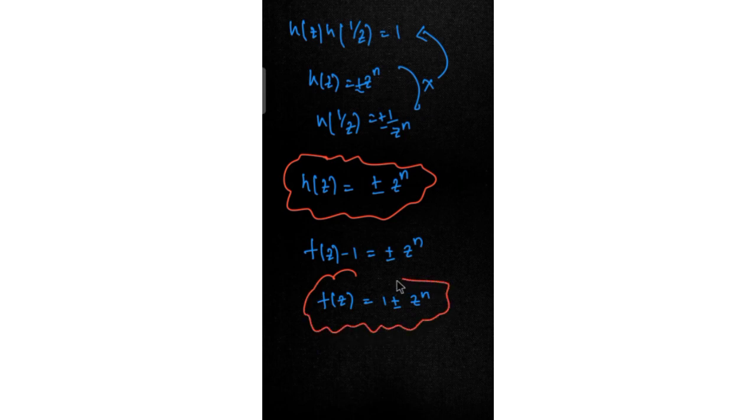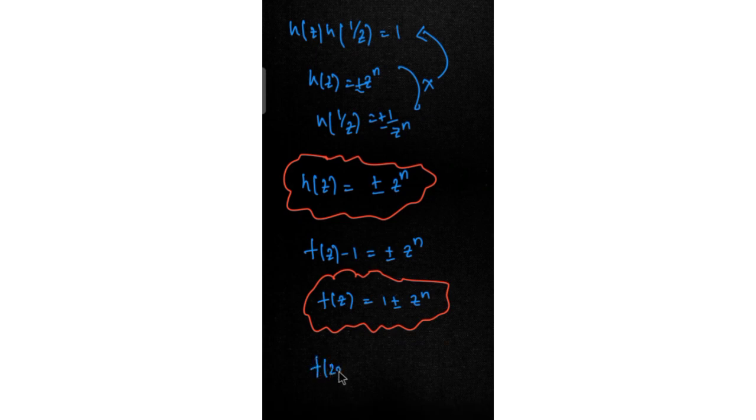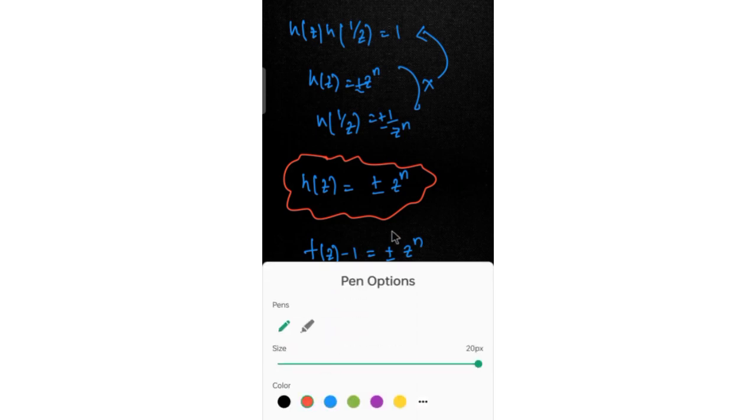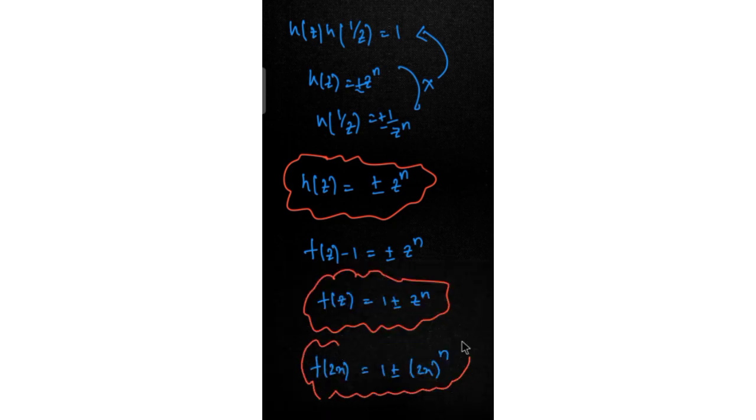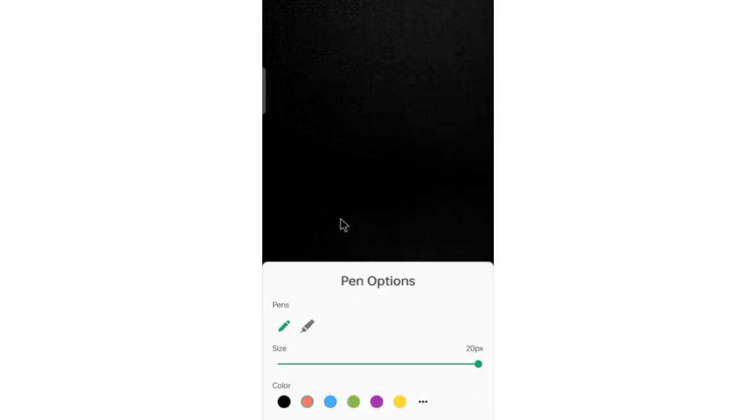And what's the value of z? z is nothing but 2x. So finally this equation transforms to f of 2x is equal to 1 plus or minus 2x whole power n. Fine. So I hope you guys understood what is actually happening here. So this is how we have got the function value, f of 2x is 1 plus or minus 2x whole power n. So in the place of 2x, if I substitute x, then it's going to be f of x is equal to 1 plus or minus x power n. Fine. So this is the value of f of x.